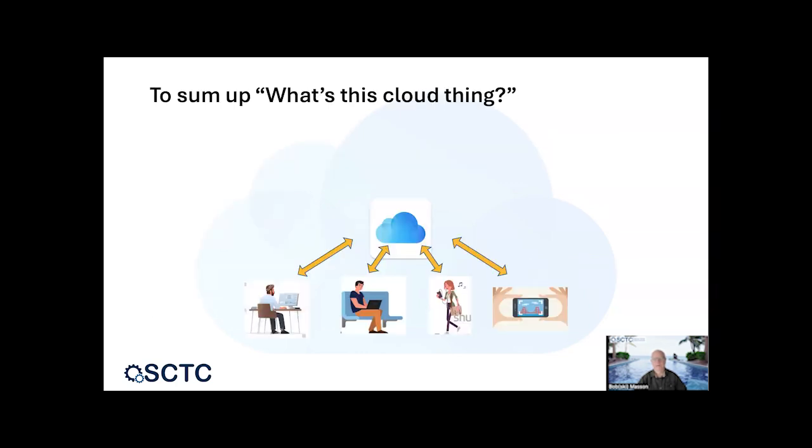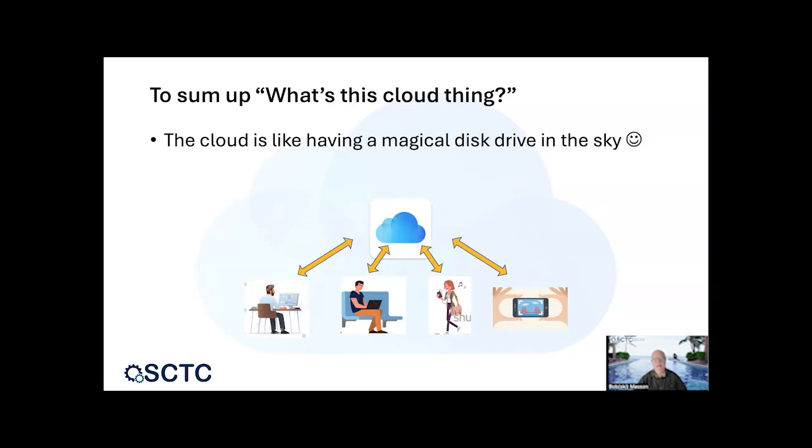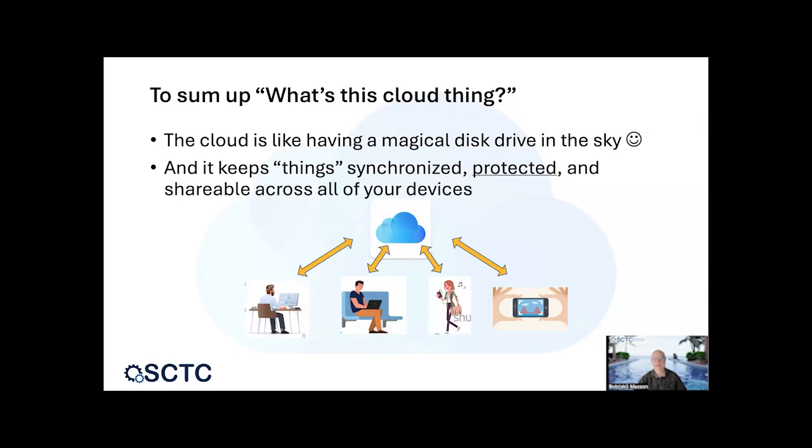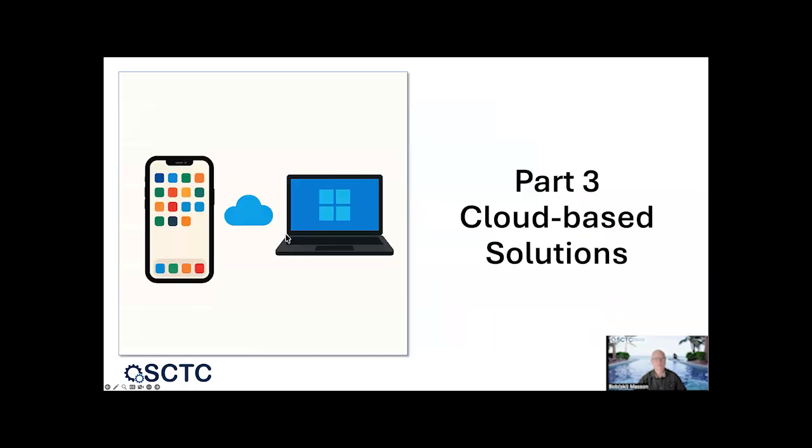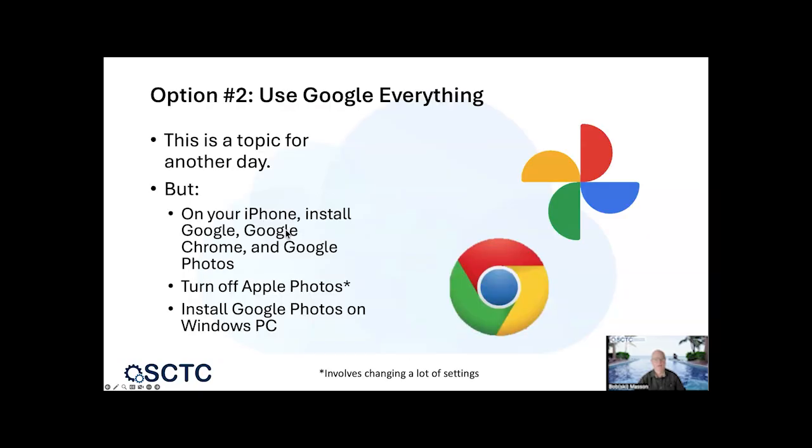All right, so wrapping up, what's this cloud thing? I always like to say it's like having a magical disk drive in the sky. It keeps things, and we can talk about what things are, synchronized, protected, and shareable. So this is the image that I like to use. Taking a picture on your phone, it goes to the cloud, now it's available on your desktop. So let's look at the cloud-based solutions for synchronizing between our iPhone and our Windows PC.